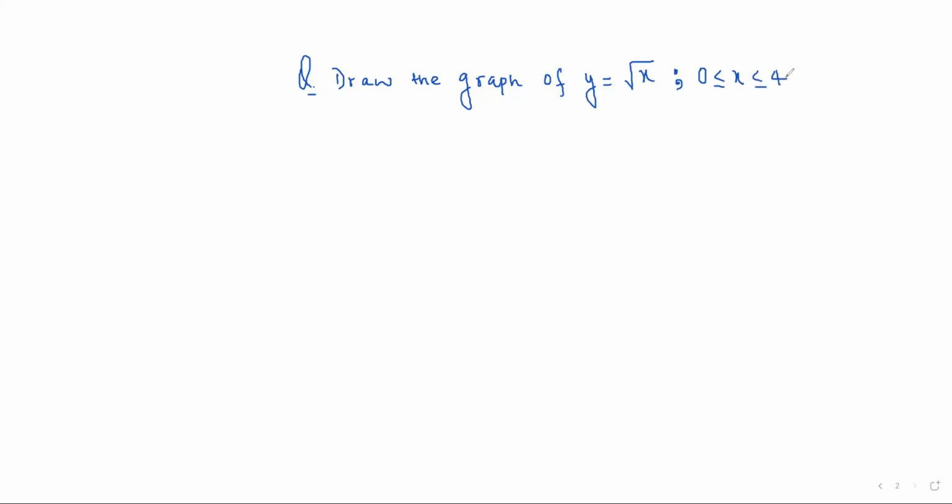X should lie between 0 to 4. Guys, just draw, just wait. This is very simple now. 1 minute. Some mistake. Solve it: under root of greatest integer function of x. This is your question.